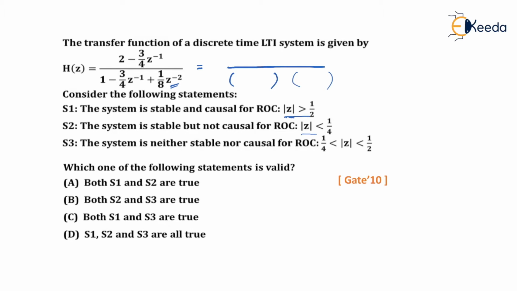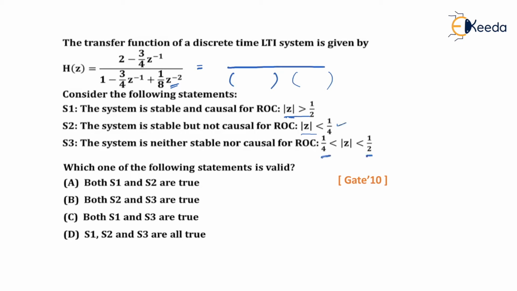This is quite a tedious procedure if you go the traditional way, but if you are smart enough, look at the statements. When they say mod of z greater than 1 by 2, mod of z less than 1 by 4, or mod of z lying between 1 by 4 and 1 by 2, indirectly they have already given you the poles. There are two poles. Why should there be two poles? Because the power of z in the denominator is 2. I hope you are clear with that. So the poles are 1 by 4 and 1 by 2.